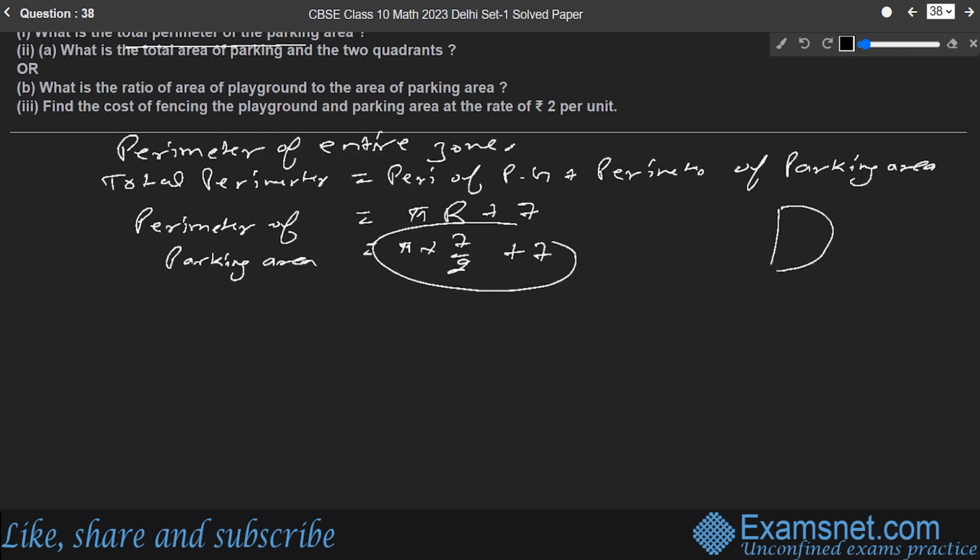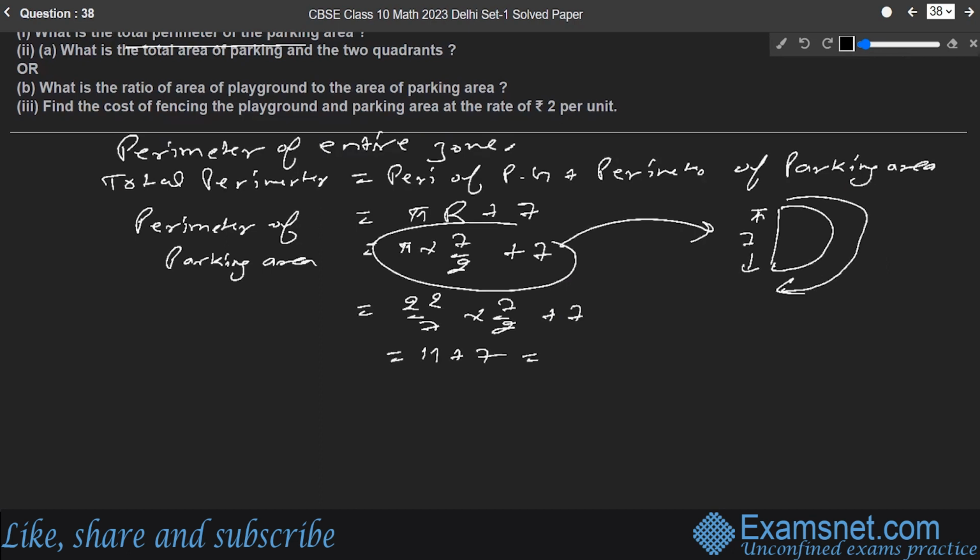The perimeter of the parking area is shaped like this, where this value is 7 and this is the semicircle length. So this 7 is the diameter, and pi r by 2 is the circumference of the semicircle. If we solve this further, it gives 22 by 7 into 7 by 2 plus 7, that is nothing but 11 plus 7, that is 18 units. So this is the perimeter of the parking area, 18 units.